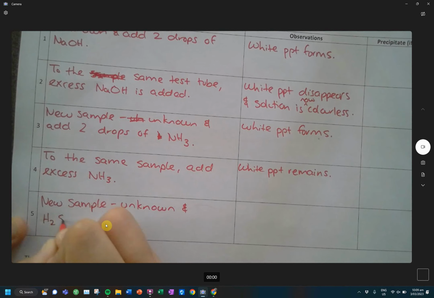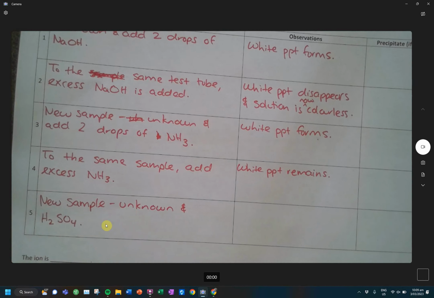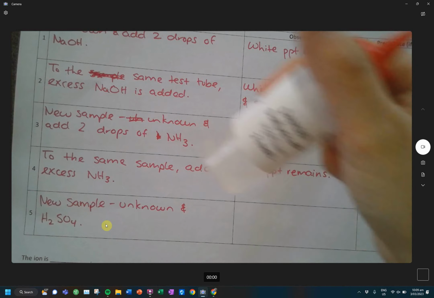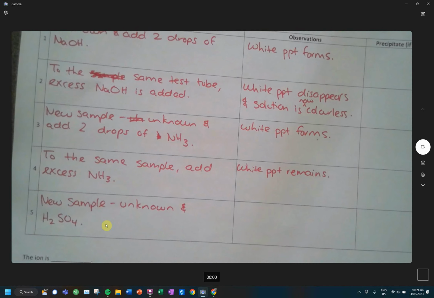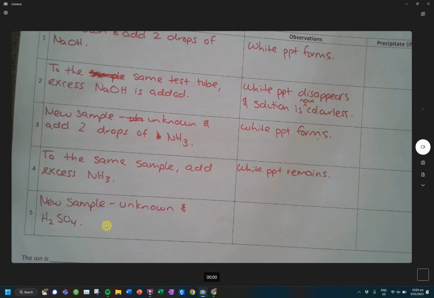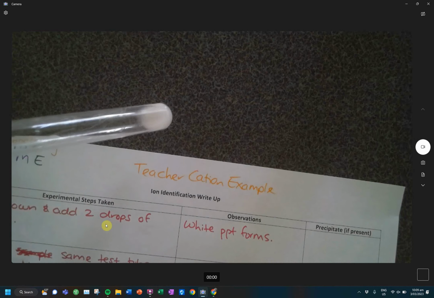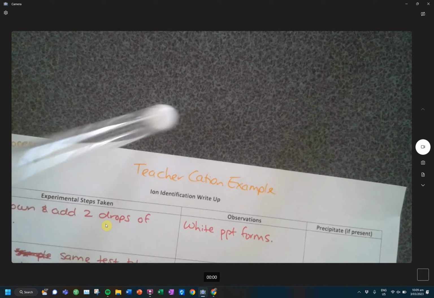And hydrochloric acid. I have just the right number of test tubes. So put my unknown in there. Grab my sulfuric acid. And then we see white precipitate. So I've ruled that this is lead.